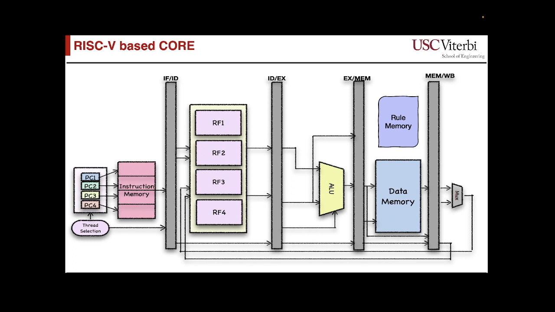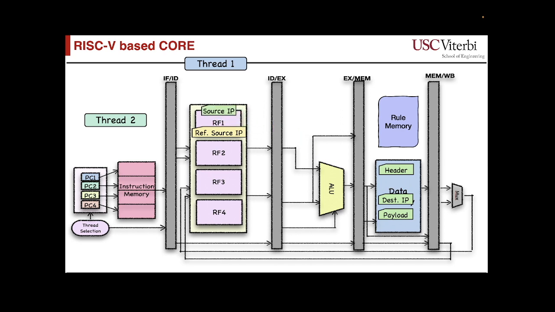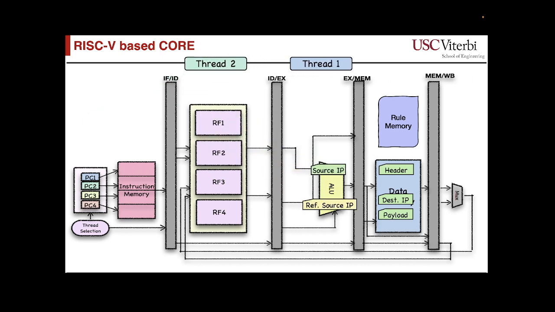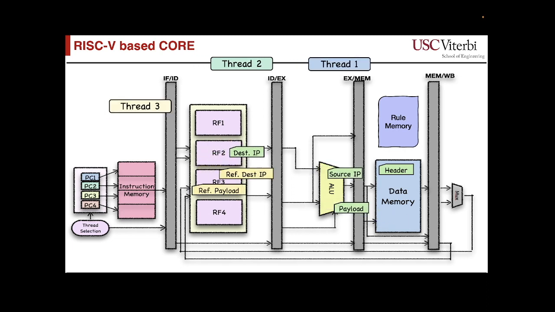Now let's look into the architecture of our dual core processor, which is a 4-way interleaved multi-threaded RISC-V based processor. Thread 1 works on the source address to find if there is any intruder sending some malicious packet to the receiver. Thread 2 works on the destination address so that the data isn't sent to any unauthorized receiver.